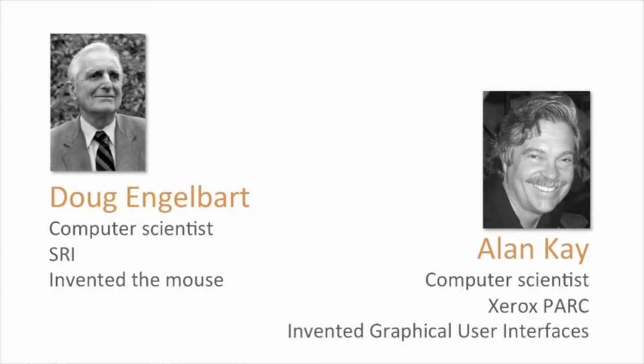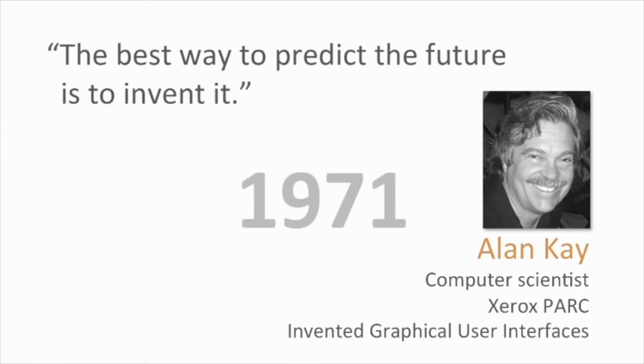Well, those people were Doug Engelbart and Alan Kay. Engelbart invented the mouse, and Kay invented what's called graphical user interfaces. At the time, Alan Kay worked at Xerox PARC in California, which is where I work today. And in 1971, he said, the best way to predict the future is to invent it. And that's what he did.